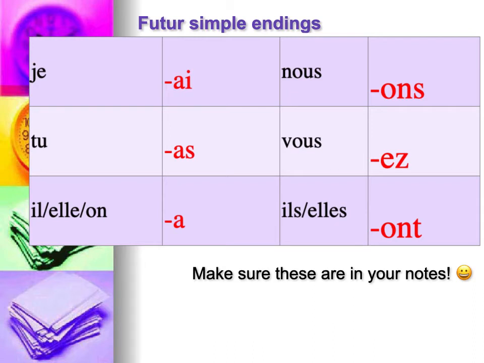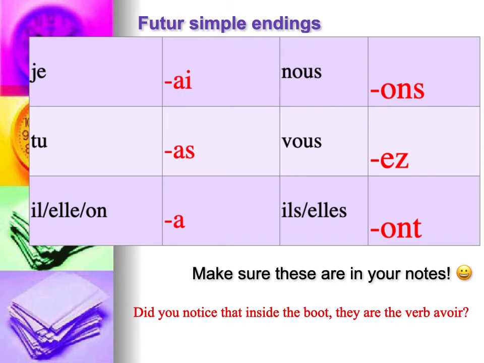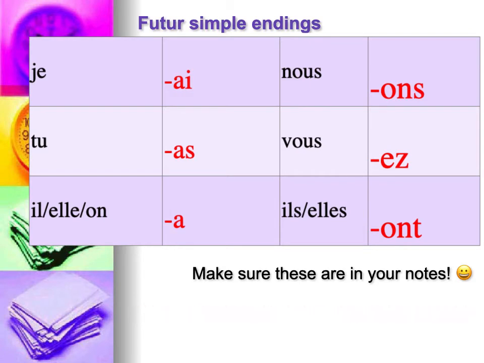Okay? Now, I want you to look at those verb endings in the boot and see if you can recognize those. Did you see that inside the boot, these are just the verb avoir? Okay, for nous and vous, you have to take off the av. But j'ai, tu as, il a, and ils ont. Okay, so that might help you remember those. But we have to use those on the end of verbs now.